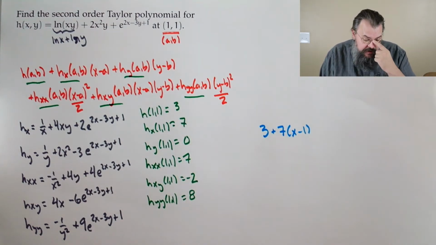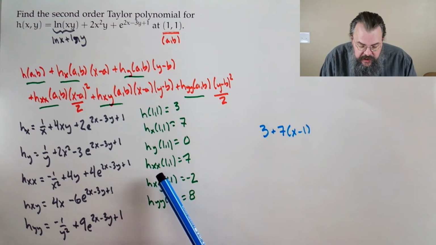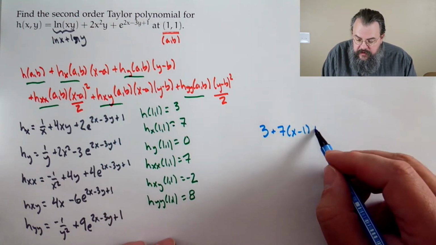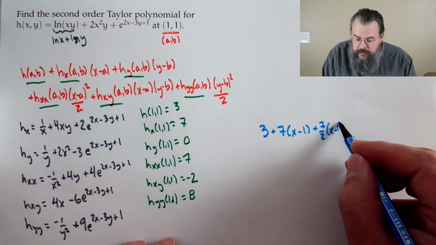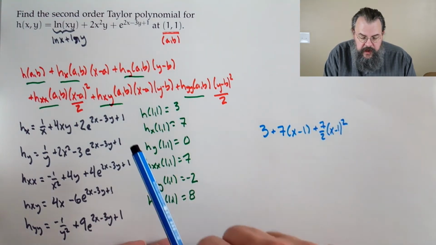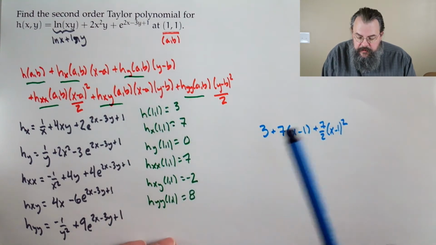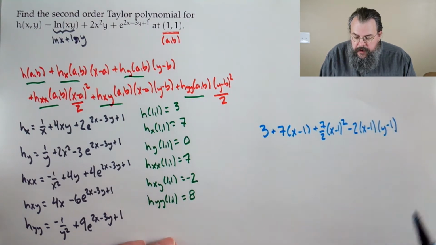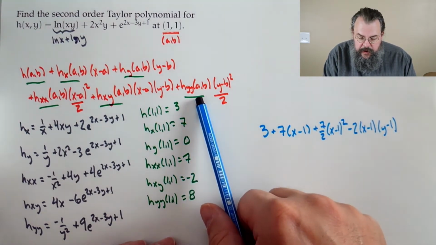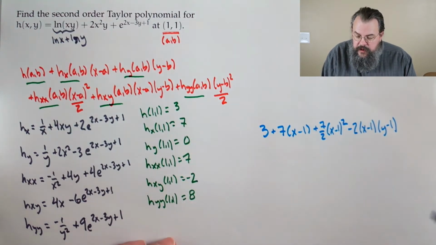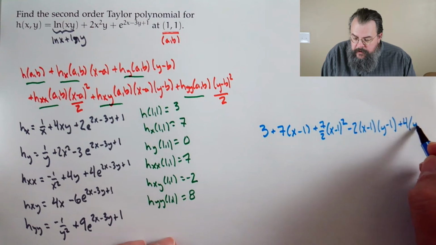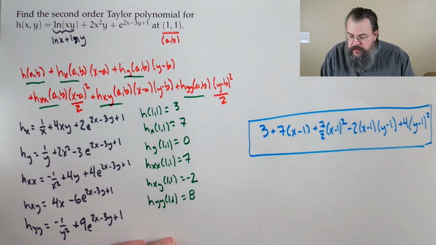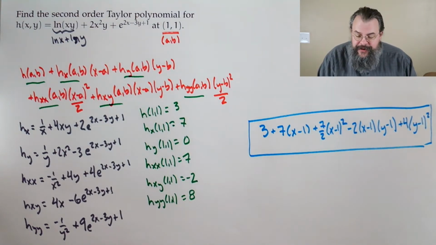All right, great. Well, what's next? h_xx at (1, 1) is 7, so there's an over 2 there. So we can write this as 7 halves times (x minus 1) squared. h_xy, x minus a, y minus b, that would be minus 2 times (x minus 1)(y minus 1). And then h_yy at (1, 1) is 8, divided by 2, would make it a 4, times (y minus 1) squared. And we're done. That's it. That's the second order Taylor polynomial.